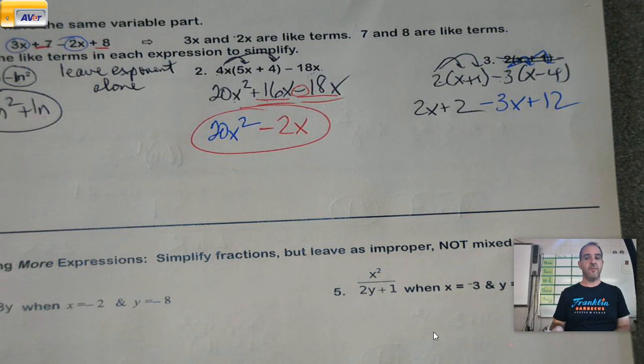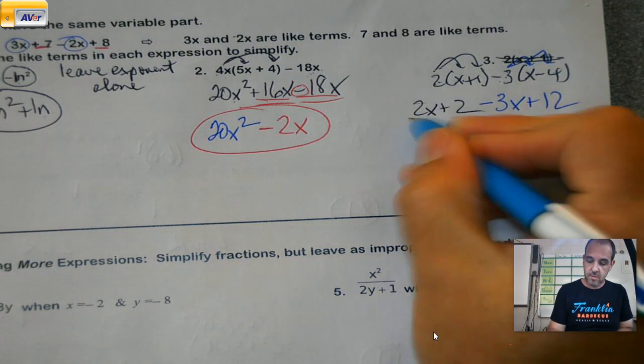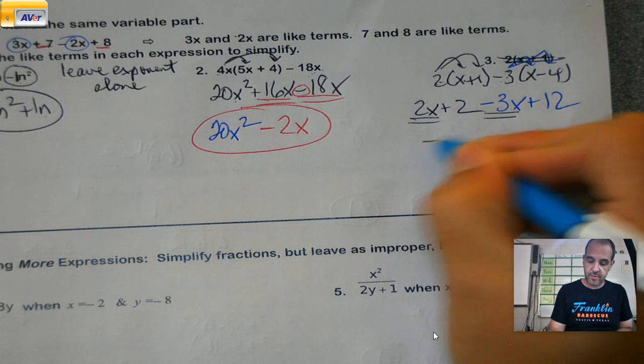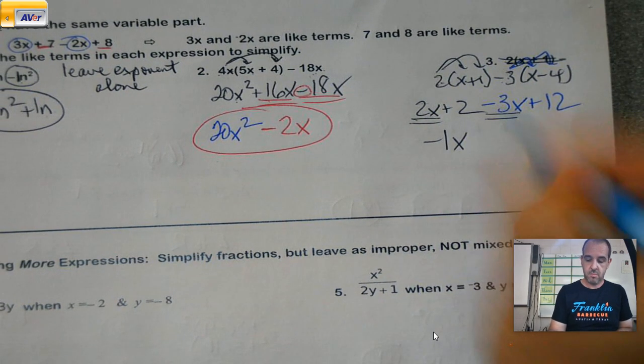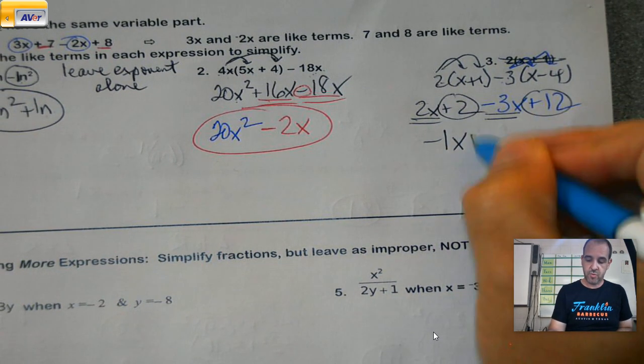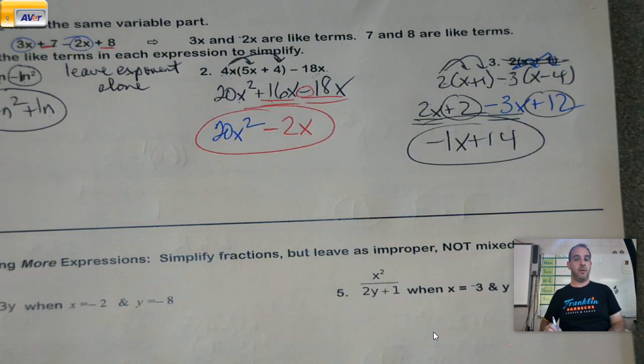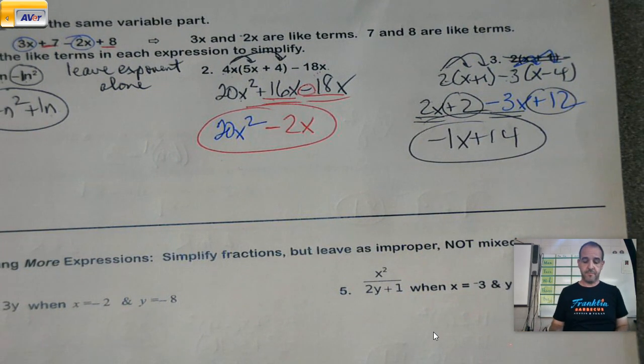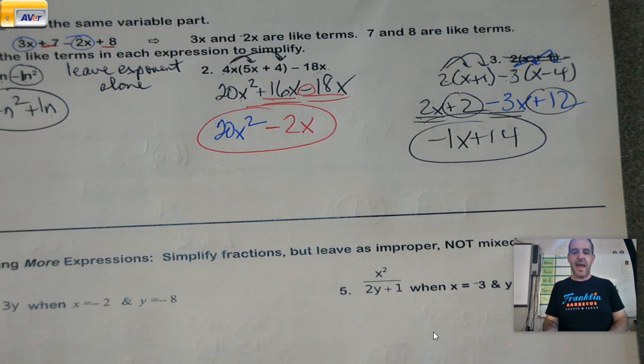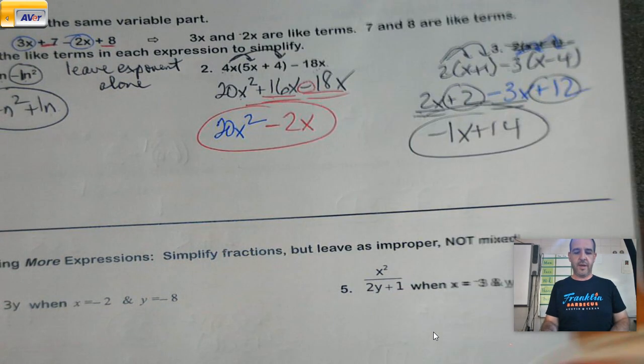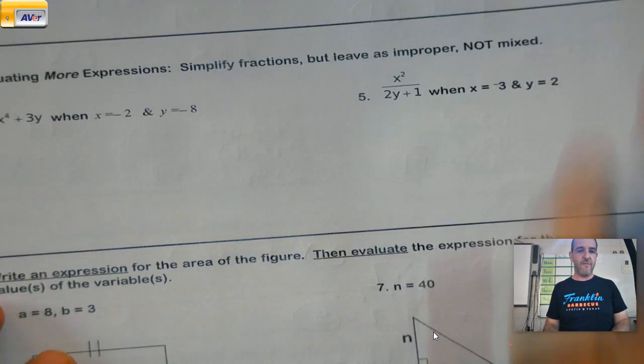And now we go looking for like terms. 2 minus 3 is negative 1. 2 plus 12 is 14, and we're off and running. It's nothing too bad. So now this last part's just going to be adding a little extra something to what we got going here. So more evaluating expressions.